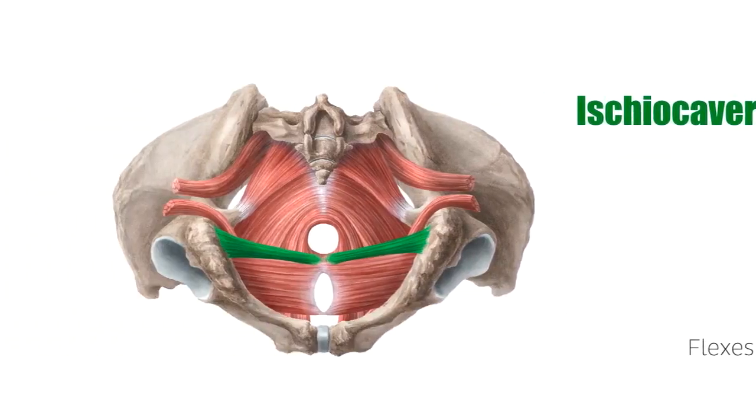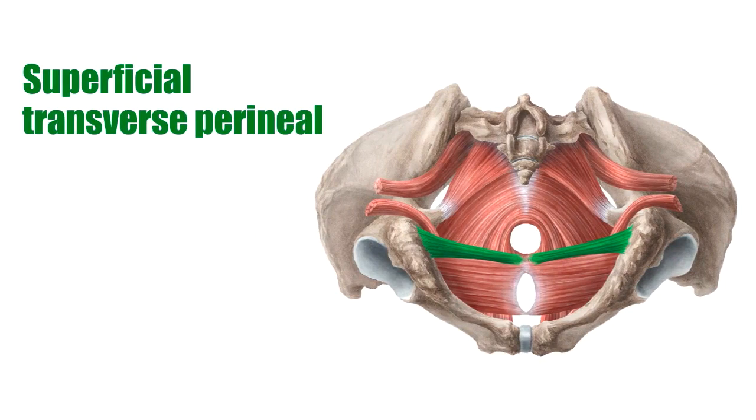Next on our list, here highlighted in green, we see the superficial transverse perineal muscle. This muscle is a narrow muscular slip which passes more or less transversely across the perineal space anterior to the anus, as you can clearly see here on this image.